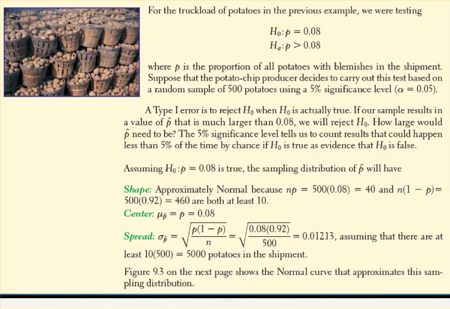The center is at 0.08, which is mu sub p hat, equal to the population proportion, so 0.08. And our spread, again from our formula sheet, we get 0.01213, assuming that there are at least 5,000 potatoes in the shipment, which I think is a reasonable assumption, right? If we're a potato chip supplier, you probably get a lot more than 5,000 potatoes in a single shipment.